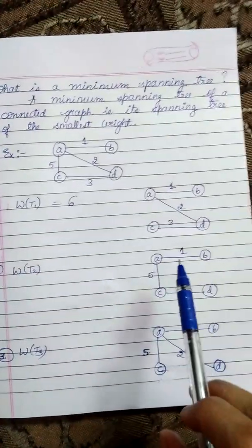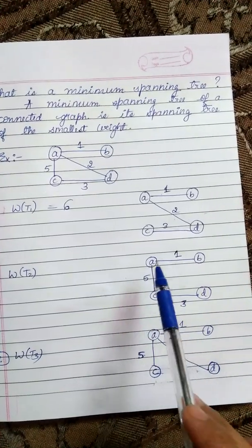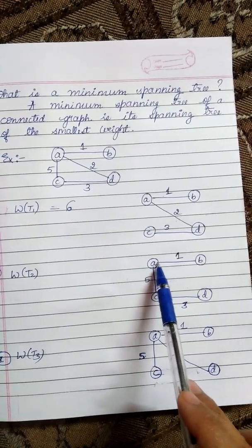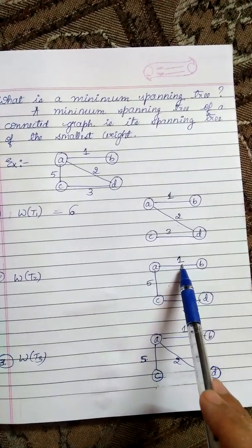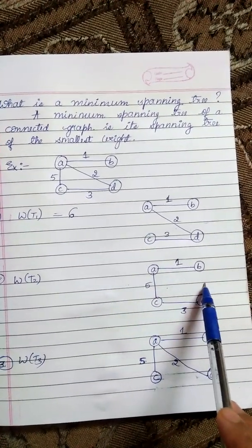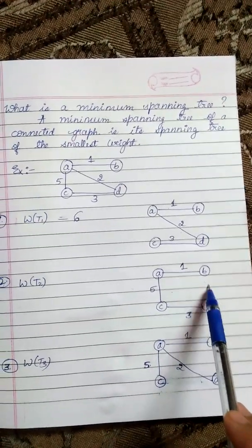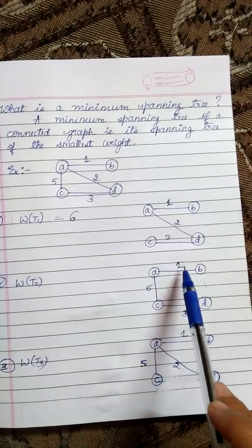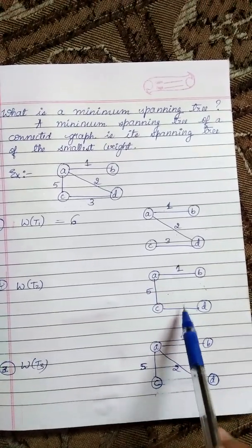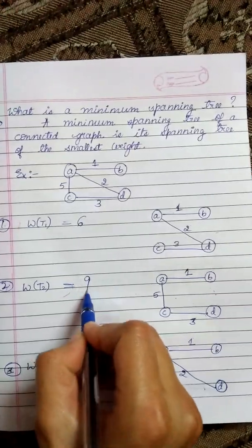Now the second spanning tree. The second spanning tree is formed by the edges A to B, A to C and C to D. Again, this is a spanning tree because it doesn't form a cycle. Now what is the cost of this? 5 plus 1 is 6, 7, 8, 9. So in total it is 9.